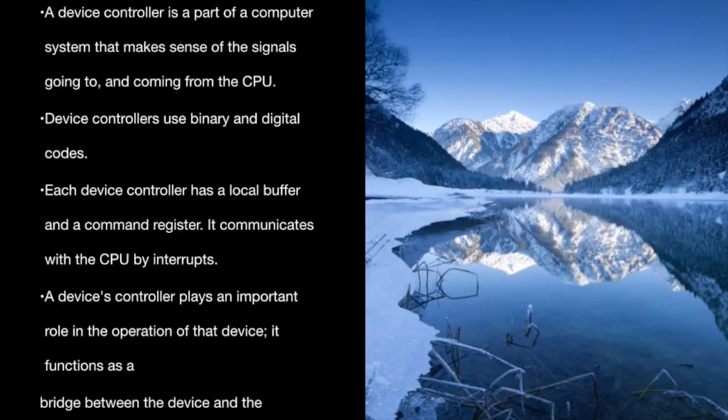A device controller is a part of the computer system that makes sense of the signals going to and coming from the CPU. Device controllers use binary and digital codes. Each device controller has a local buffer and a command register. It communicates with the CPU by interrupts. A device controller plays an important role in the operations of that device. It functions as a bridge between the device and the operating system.